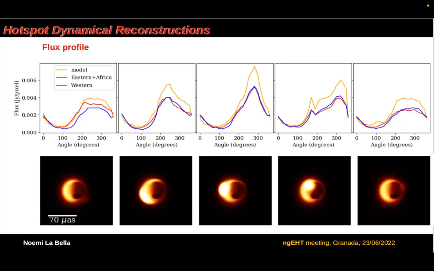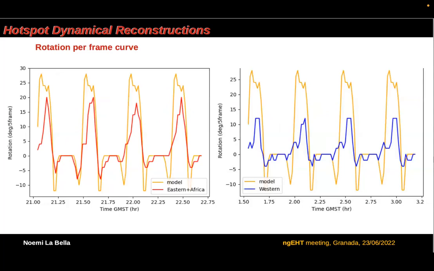What we can see from this curve is that the Eastern Array plus Africa, but also the Western Array, reproduce quite well the trend of the model. In particular, the location of the hotspot is quite well reconstructed. Another way to show it is with this other plot, the rotation of the reference group, which is a way to see if we reconstruct the hotspot motion.